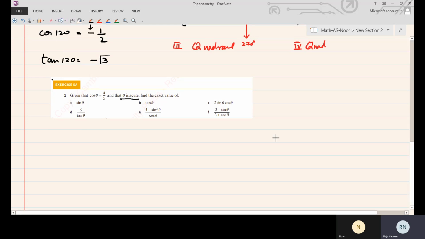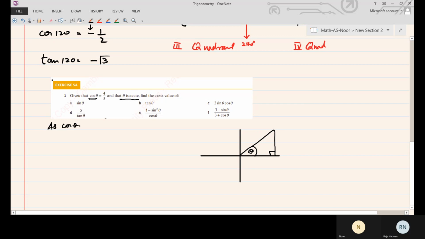So you draw the quadrant, and in the first quadrant make a triangle in such a way that it is a right angle triangle. It is cos of theta. So theta would be the angle, as we know that cos of theta is equal to adjacent over hypotenuse. So this side is adjacent and this side is hypotenuse. The given value is 4 over 5.